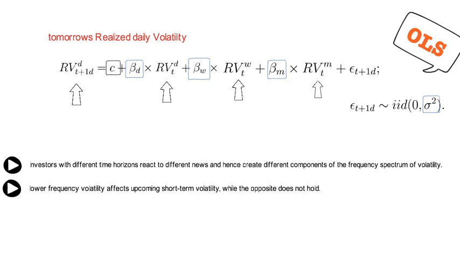Now that could be consistent with short-term investors who use the overall lower frequency volatility component as a signal for their trading decisions, hence causing higher frequency volatility, which means short-term volatility, to move based on revisions in lower frequency volatility. On the other hand, we think that long-term investors do not change portfolios due to short-term volatility revisions.